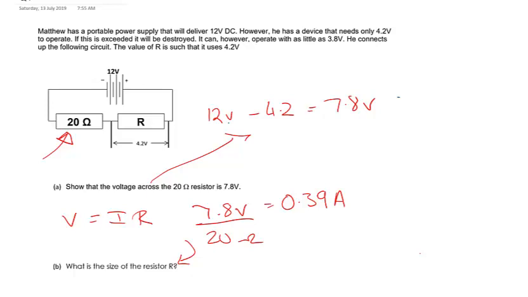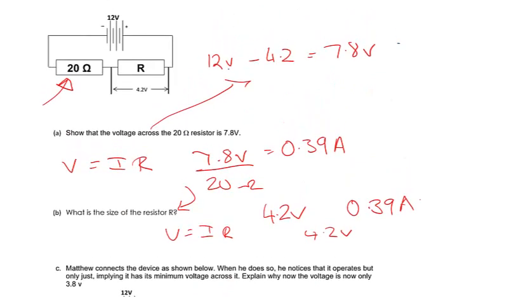So that therefore means if we know that the voltage on this one is 4.2 volts and we know the current is 0.39 amps, we can again use V equals IR to do a calculation. So if we go 4.2 volts and we divide by 0.39 amps, we end up with 10.76 ohms or 10.8 ohms. We just do it to 3 s.f. Okay, so that's question B.